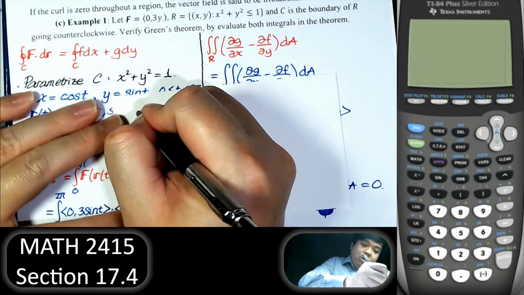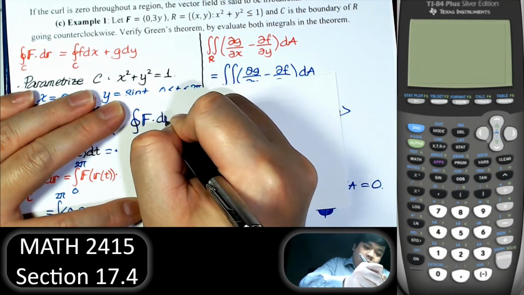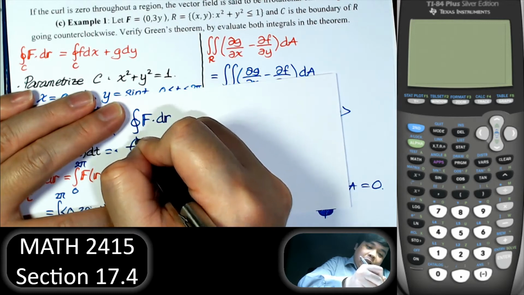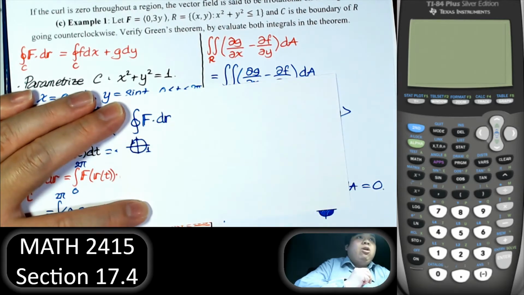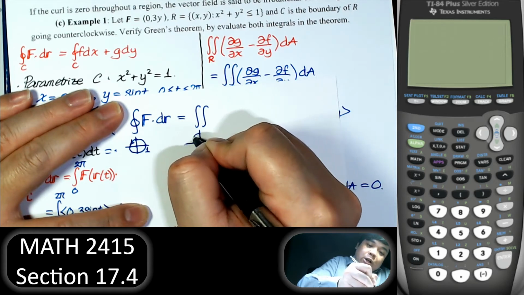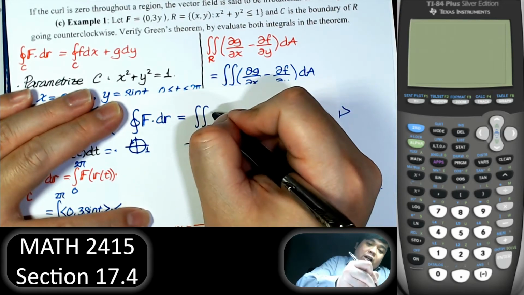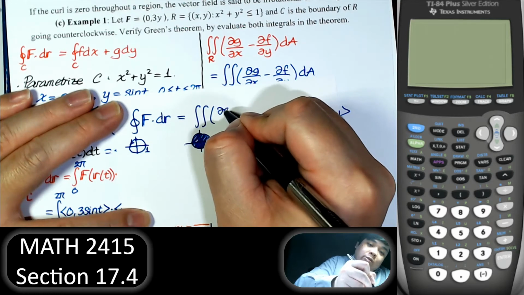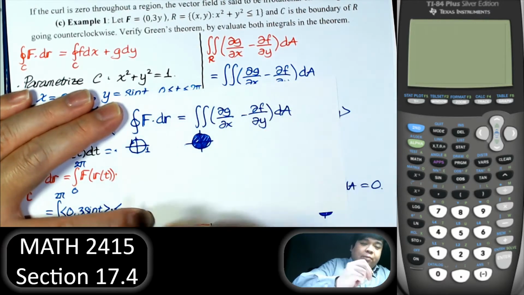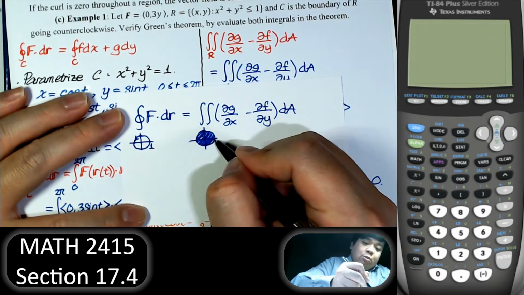So instead of doing the line integral on the boundary, the boundary counterclockwise, unit circle counterclockwise, this is the same as doing the double integral for the interior. And the price to pay is, instead of f, this has to be the derivative of g with respect to x minus the derivative of f with respect to y.